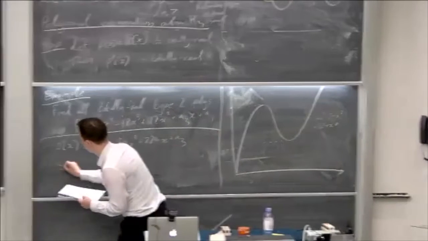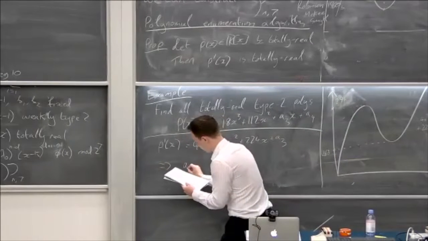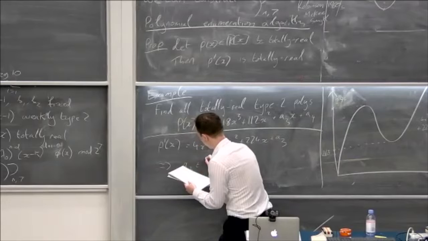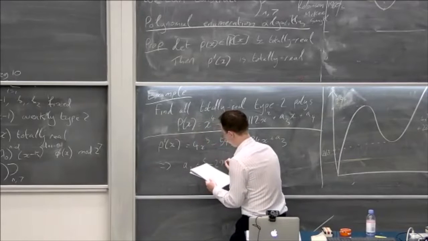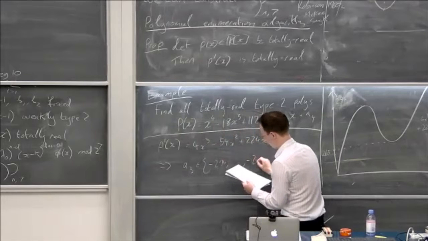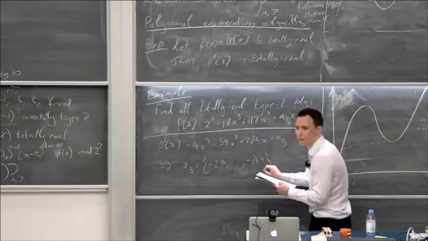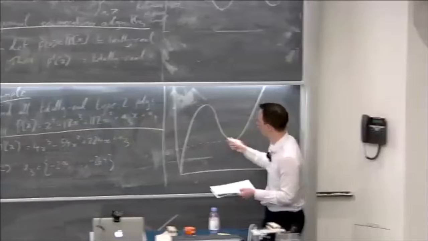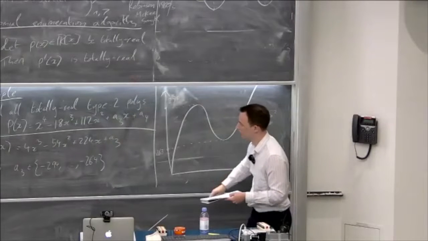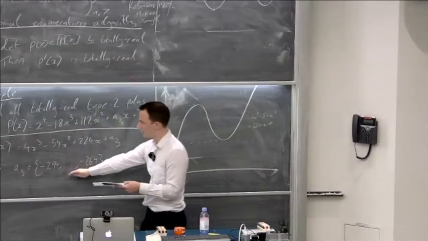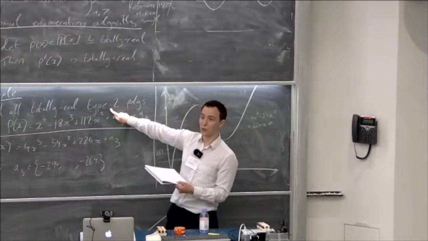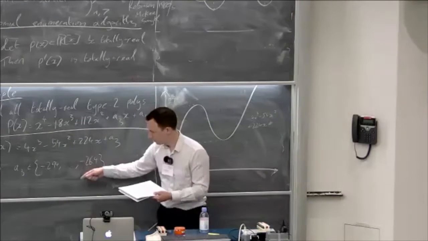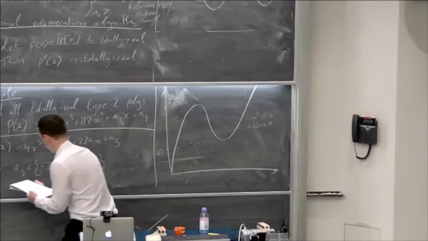And so if I want this to be totally real, it implies that a sub 3 has to be in this range, going from minus 294 all the way up to minus 263.4. Okay, so to do this in general, you just need to work out these maxima. That will give you a range of values. And the next property we can use is it's type 2. That will filter this down quite a lot.